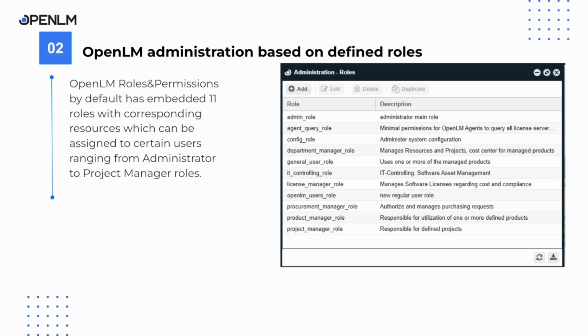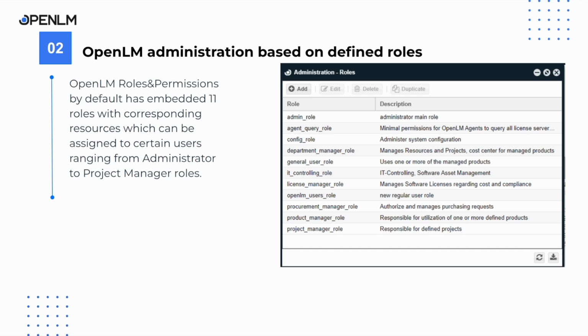So, by default, OpenLM offers 11 roles with assigned resources. These can be assigned to certain users, ranging from the administrator role down to a very basic user role that can only see the data the administrator chooses for him to.